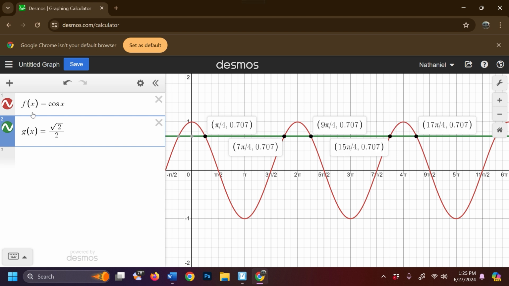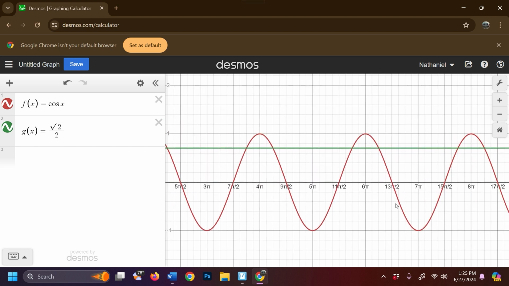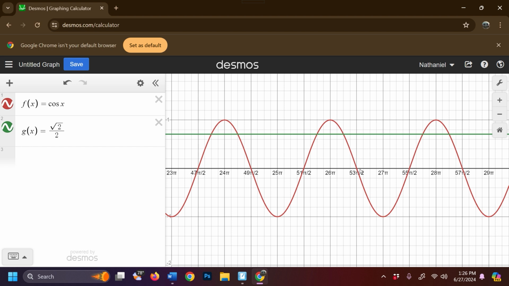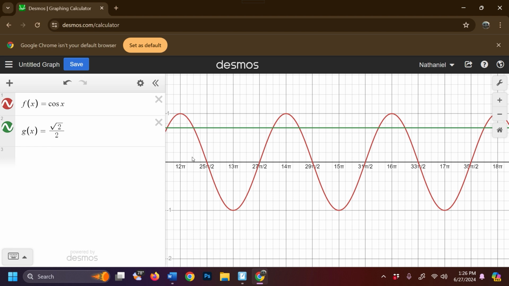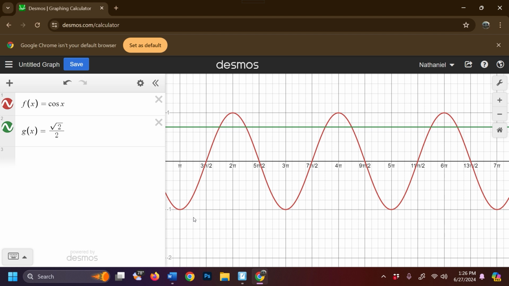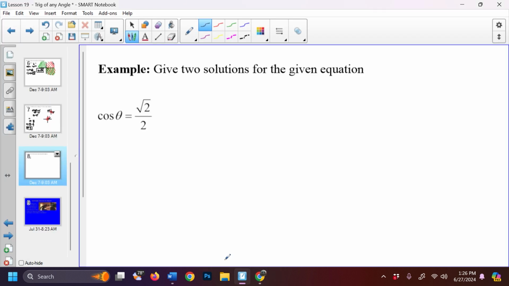And since our first function, f of x equals cosine x, is a periodic function, and g of x is a horizontal line that is between 0 and 1, we are going to get an infinite number of solutions. I can keep scrolling to the right, and we will see that cosine keeps doing the same thing, and it keeps intersecting. Now, they only want me to find 2 solutions, and I think I can find 2 solutions that are on the unit circle. So let's go back there.